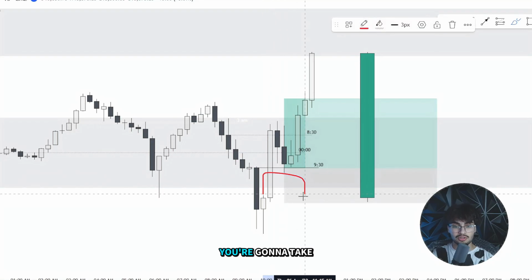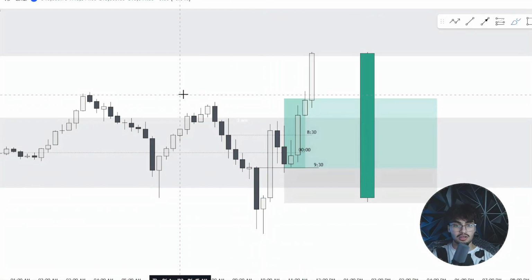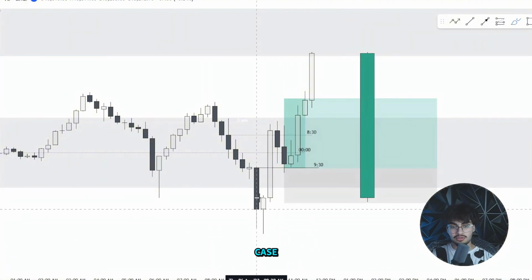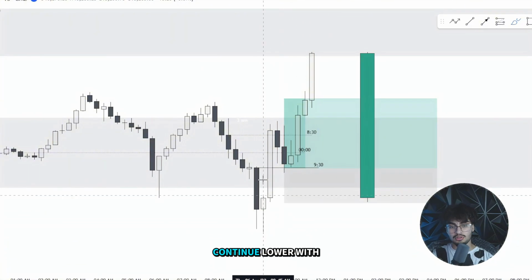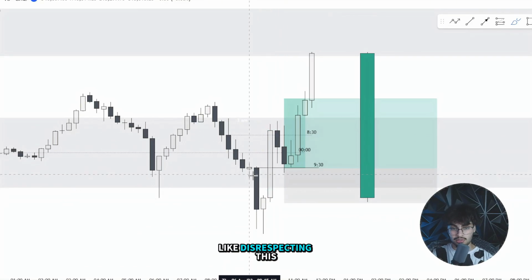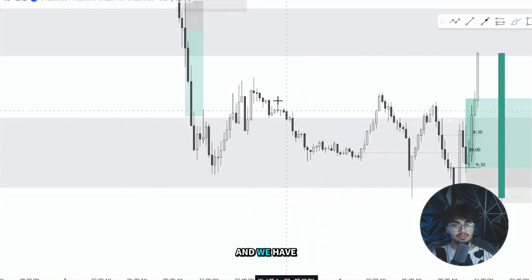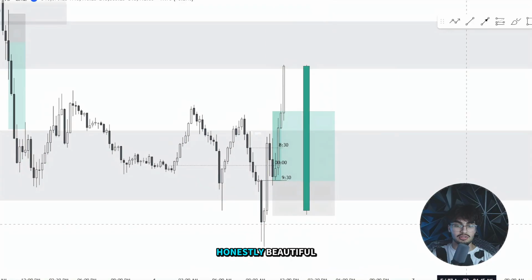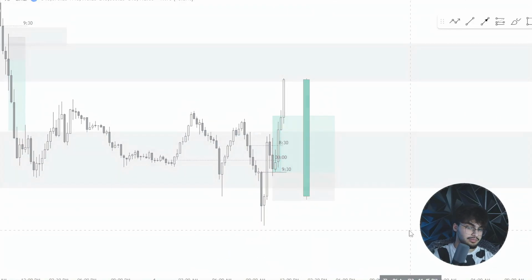If we disrespect it, you're going to take the opposing side liquidity if you have a good enough thesis on the higher time frame, right? So in this case, if we respected this on the 1-minute time frame and continued lower with SMT, then I'll take it. But because we have the significant closure back, disrespecting this 15-minute gap, and we have liquidity resting above, this is the perfect trade to take. So this is honestly beautiful. Let's move on to the next day.